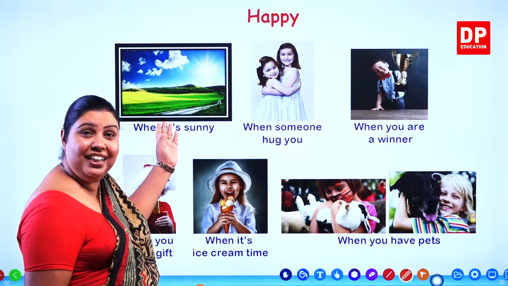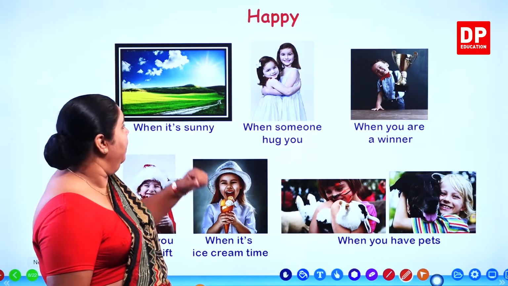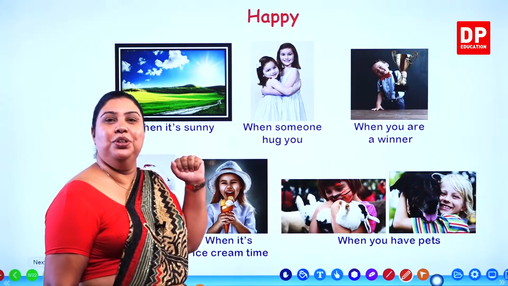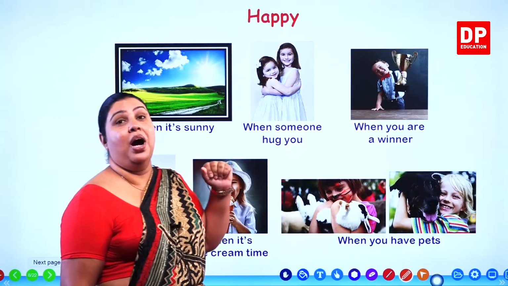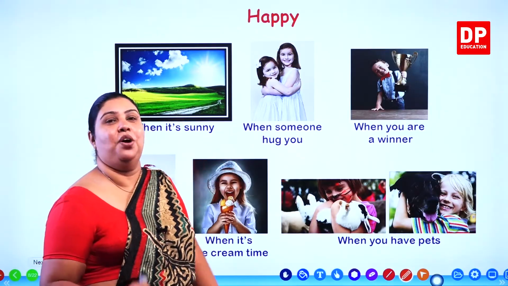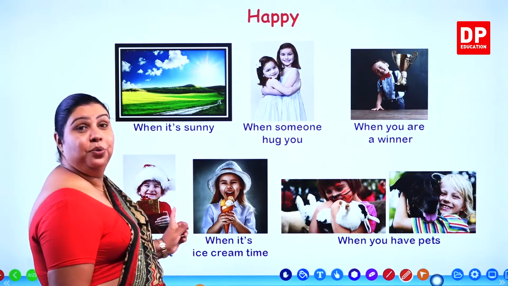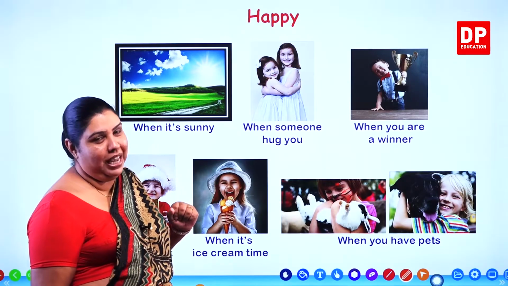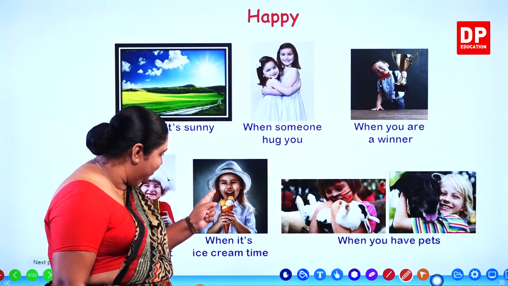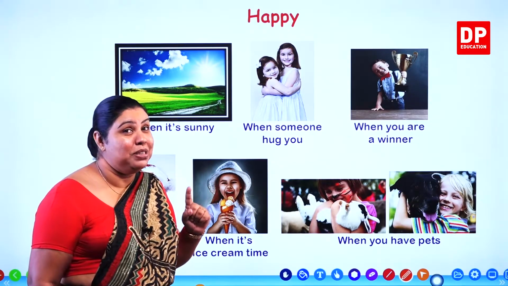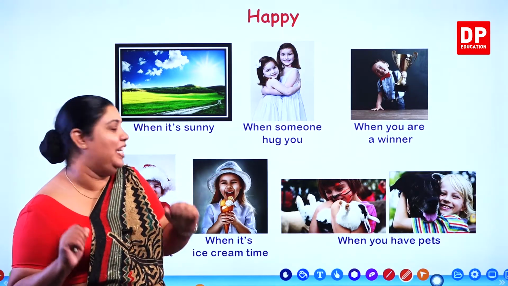When it is sunny, we will be happy. When someone hugs you, you will be happy. When you are a winner, when you win something, you're going to be happy. When you get a gift, you're going to be happy. When it's ice cream time, look at the face. When it's ice cream time, we are going to be very, very happy.